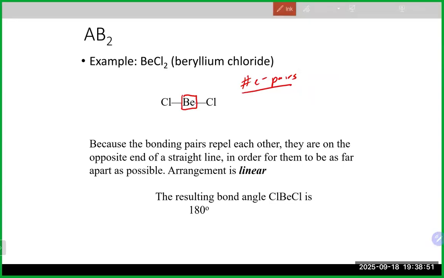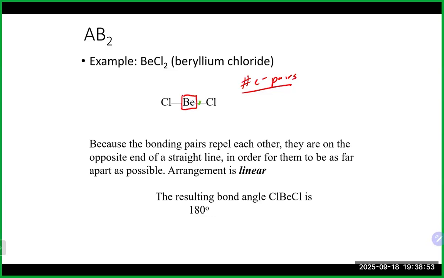we see 1 and 2 electron pairs. So it has 2 electron pairs. And the number of bonds in this case would also be 1 bond and 2 bonds.